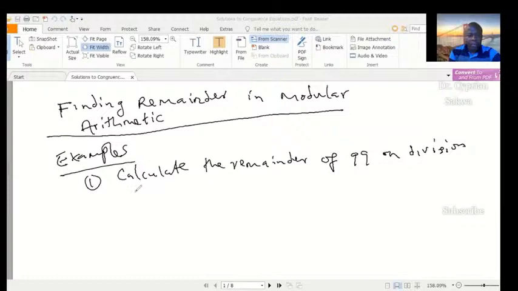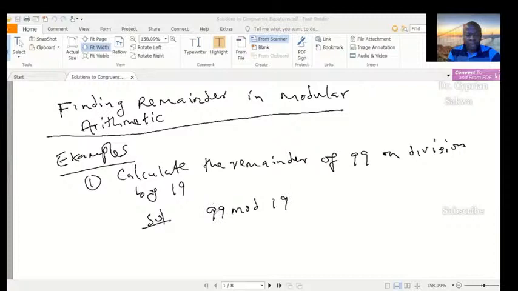On division by 11, let me do on division by 19, because by 11 there will be no remainder. So on division by 19. What the question is saying is, if 19 was to divide into 99, what would be the remainder? Mathematically, this means: what is 99 mod 19? That is, what is the remainder when 99 is divided by 19?